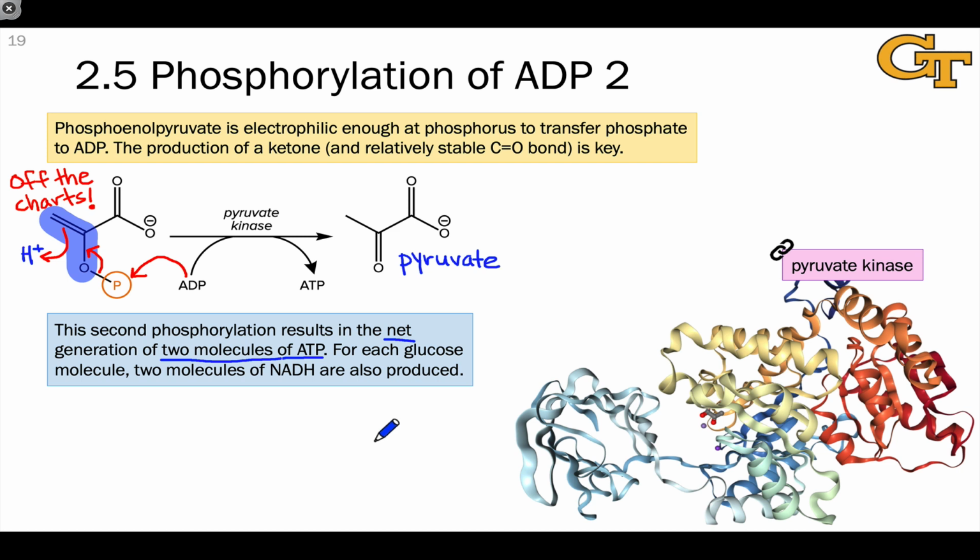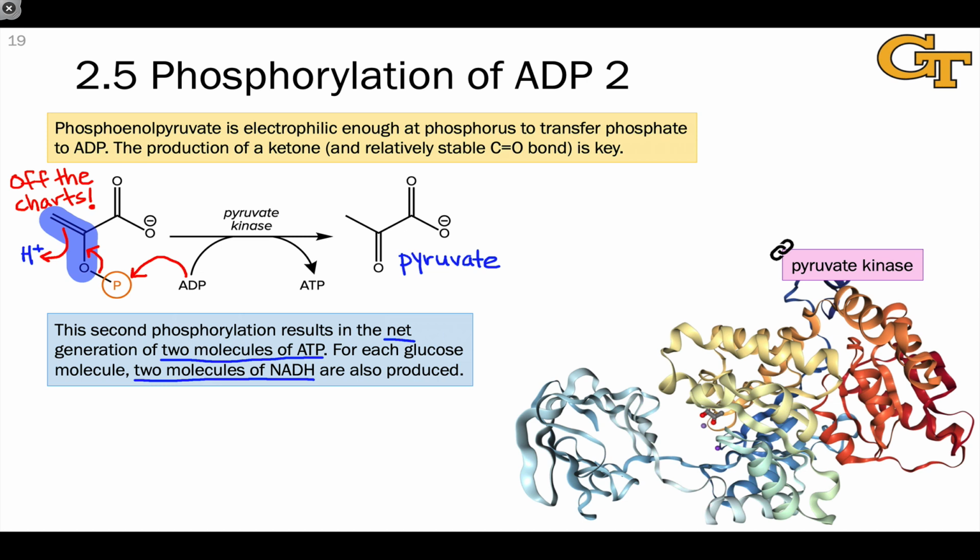In addition, because NAD+ affects an oxidation and is itself reduced in stage 2, 2 molecules of NADH are also produced, 1 for each of the 3-carbon fragments generated from glucose. And that's it. We've reached the end of glycolysis.